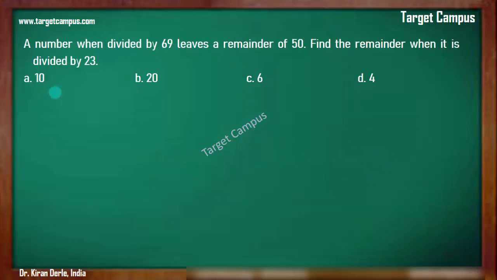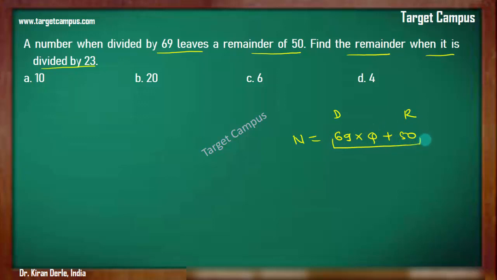A number when divided by 69 leaves a remainder of 50. Find the remainder when it is divided by 23. Very basic, just what we have seen. The number when divided by 69, this is the divisor, right? The quotient is something, but the remainder is 50. This is the format of n which is given to us. Find the remainder when it is divided by 23. This whole value is n.